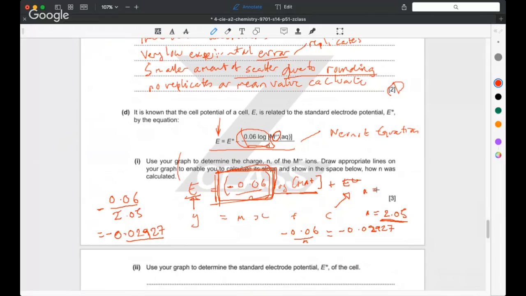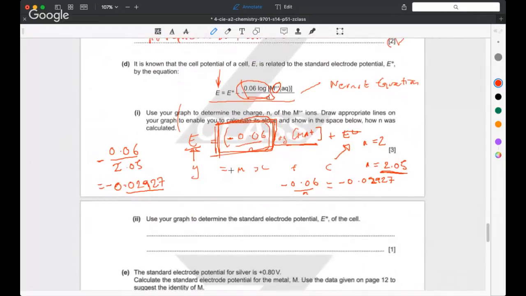Is it 1, 2, or 3? Because they told us that in the question setup, didn't they? That n is 1, 2, or 3. Well, n, in that case, is closest to 2. So make sure that you're rounding to a whole integer. And the examiner was knocking off marks for students who didn't round to the whole integer.